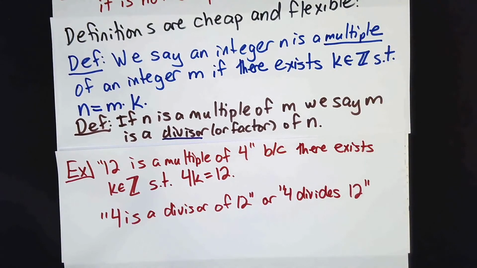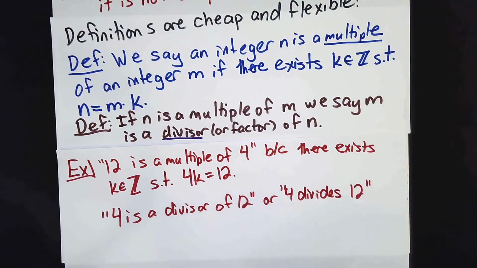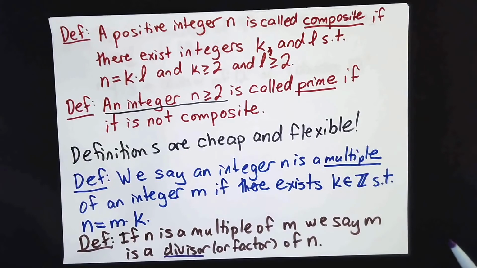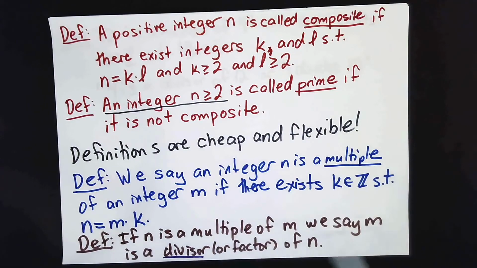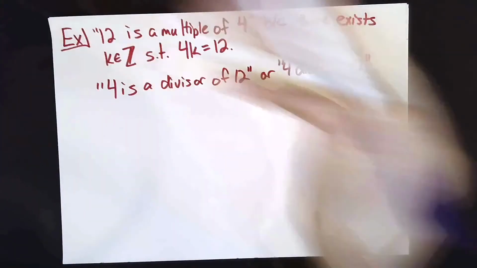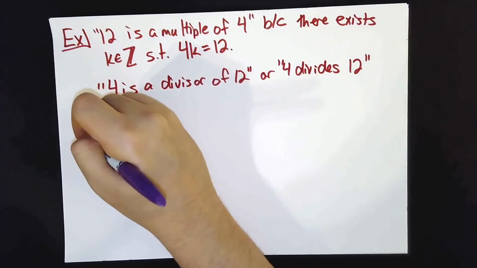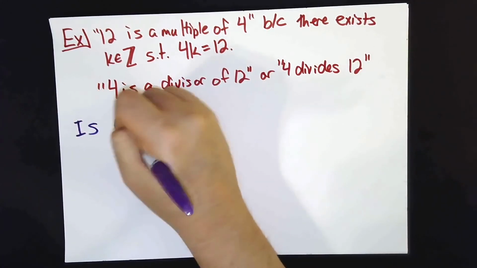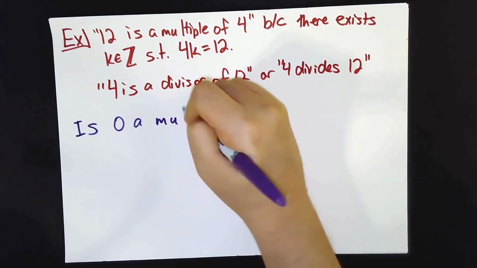And just whichever happens to sound most natural, the way you're writing, that's the one you'll end up using. So you'll notice here I did not exclude negatives or 0. So I'm allowed to ask, for example, is 0 a multiple of 7?